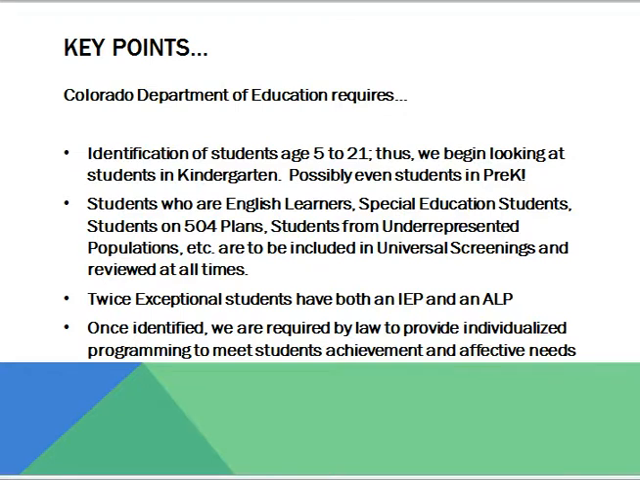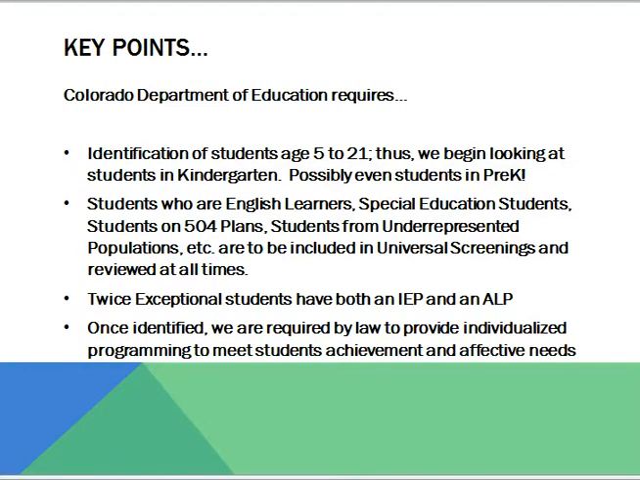Students who are English learners, special education students, students on 504 plans, students from underrepresented populations, etc., are to be included in all universal screenings and reviewed at all times. Just because they have other plans does not mean it limits them from being able to be looked at as gifted. In fact, there's an area called Twice Exceptional that is actually for students that have both an IEP and an advanced learning plan, and there's additional trainings and things that go on throughout the state for this specific area, and we have that in place within our district.